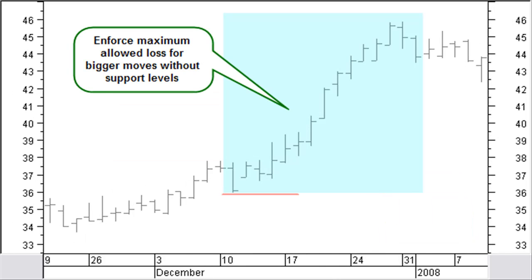We are now left with the fact that price can move up a number of days without creating pivot or gap window support. When the trailing stop moves too far away from the price action in these circumstances, we will enforce a maximum percentage allowed loss.